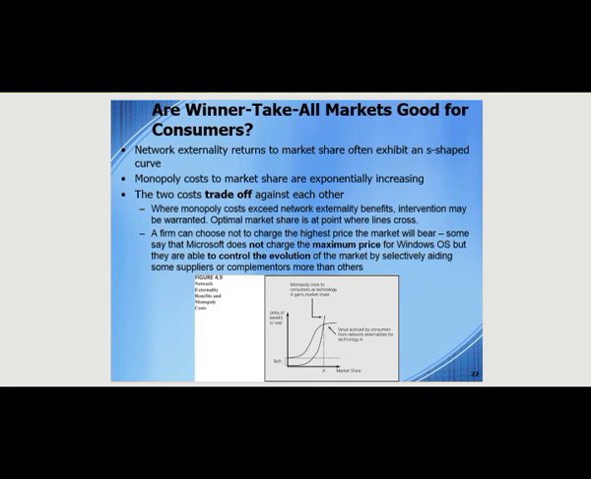The two costs trade off against each other. Where monopoly costs exceed network externality benefits, intervention may be warranted. Optimal market share is at the point where these lines cross. A firm can choose not to charge the highest price the market will bear. Some say that Microsoft does not charge the maximum price on Windows OS, but they are able to control the evolution of the market by selectively aiding some suppliers or complementers more than others.